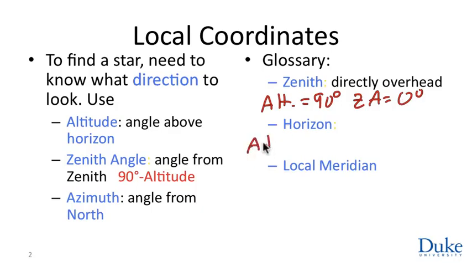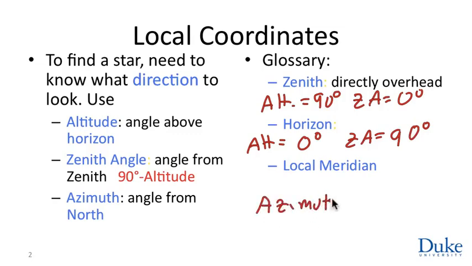We have the horizon, the collection of all the points at altitude equals 0 degrees, or zenith angle equal 90 degrees. And then we had the local meridian, the line that divides the sky into an eastern and a western half. This is the line that meets the horizon in both the north and the southern points. And so these are all the points with azimuth equal 0 degrees for the northern half from the northern horizon to the zenith, or 180 degrees for the part from the southern horizon to the zenith. That is the local meridian. These are all the stars that are neither east nor west of us.